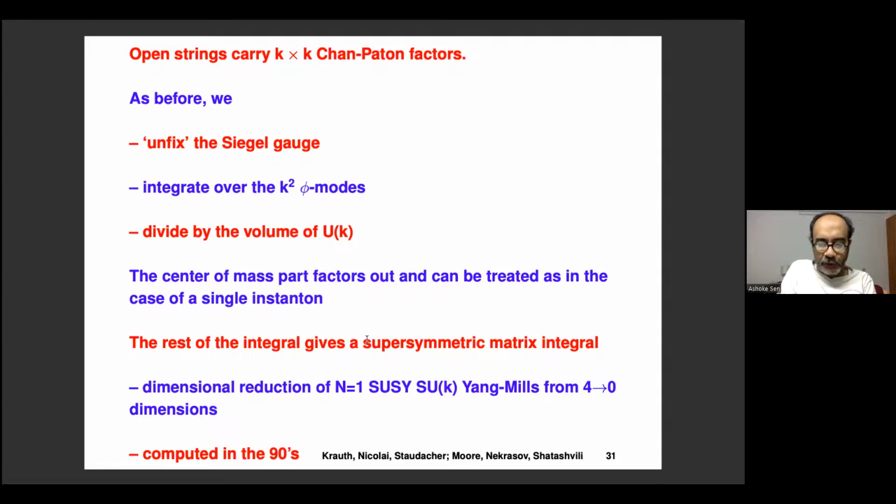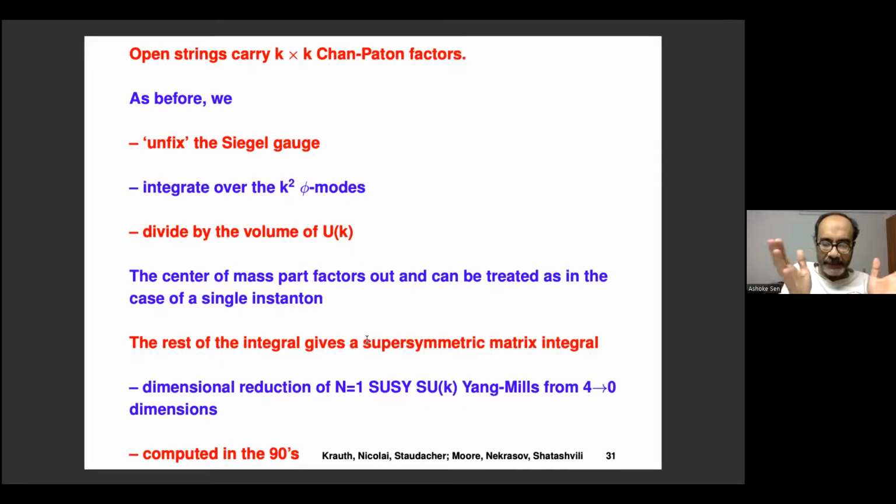The question is, how do you deal with this supersymmetric matrix integral? What supersymmetric matrix integral do you get? That's also easy to state. It's in fact precisely what you get by dimensional reduction of N equal to 1 supersymmetric SU(k) Yang-Mills from 4 dimensions to 0 dimensions. You write down the Lagrangian of N equal to 1 supersymmetric SU(k) Yang-Mills, and then take all the fields to be independent of all space-time coordinates. You get a matrix action. That's the action that you have to use, and you now perform integration over the corresponding variables.